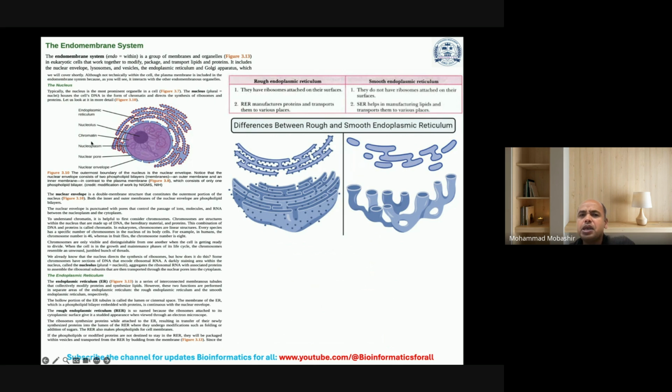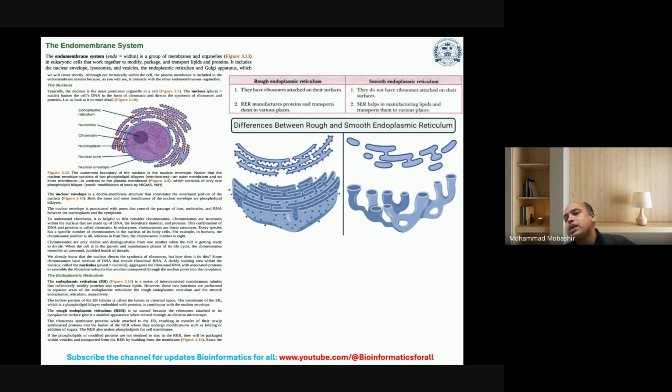What are the structures in detail inside of the endoplasmic reticulum? Here you can see chromatin, nucleoplasm, nuclear pore, nuclear envelope. And what is this here? This is basically the nucleus. And this here is rough endoplasmic reticulum, which is basically connected to the nucleus. So proteins and different things can be transferred to different places.